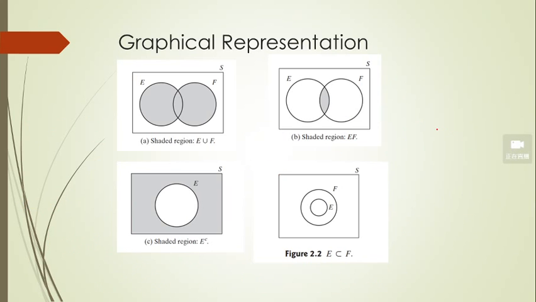Now we are going to talk about the graphical representation of events, and some relations between two events or more than two events. This is called the Venn diagram. It's very common in set theory. Venn, V-E-N-N, double N. Venn diagram.